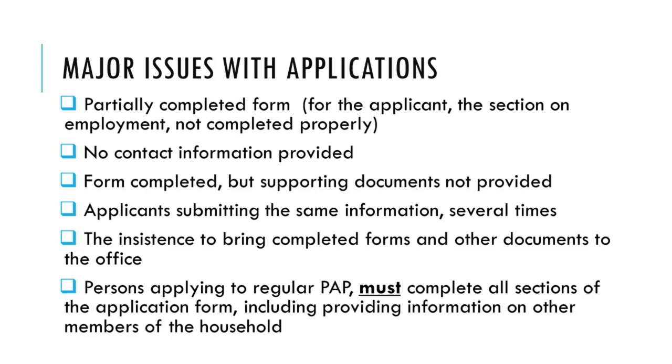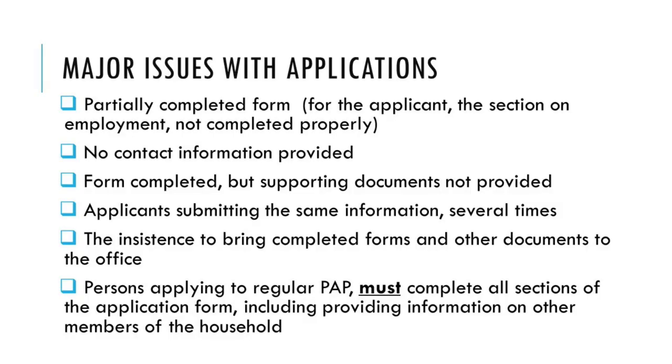Last but not least, persons applying to the regular PAP must complete the form in its entirety. As I said, persons who are laid off complete just the initial section, which refers to themselves alone. But persons who are completing the form because they wish to apply to the program because their household income generally falls below $3,000 have to complete all sections of the form, which include providing information on the additional members of the household who are working.